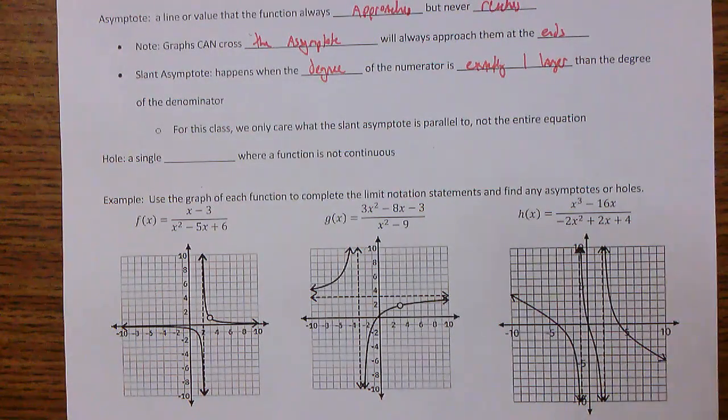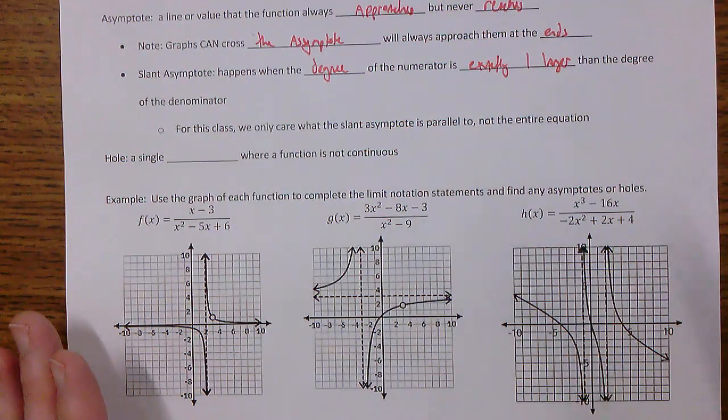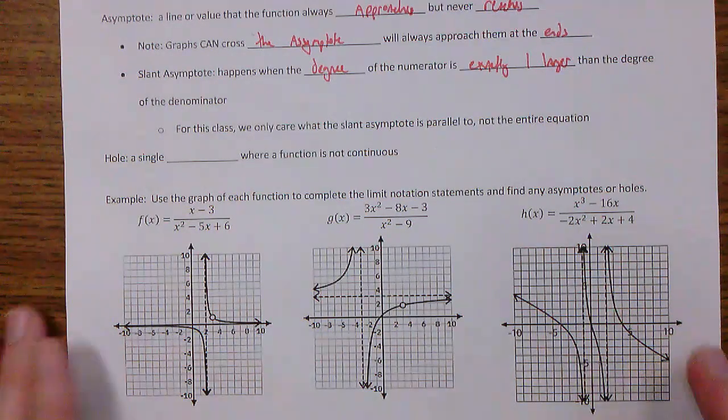For the sake of this course, all we're really going to focus on is figuring out approximately what the slope of the line is that it's parallel to. We're not going to really dig into finding the exact equation of the line. Okay, but we'll get to that later.